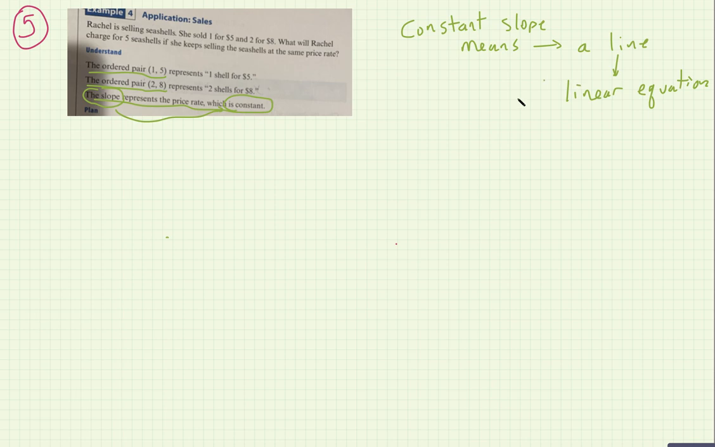And when we have a line, we then look for 2 points. And hey, we are given 2 points: 1, 5, and 2, 8. So we have everything that we need to write an equation. Let's go ahead and write an equation of this line. And then we'll go about answering the second part of the question, which is how much money should she sell 5 seashells for?